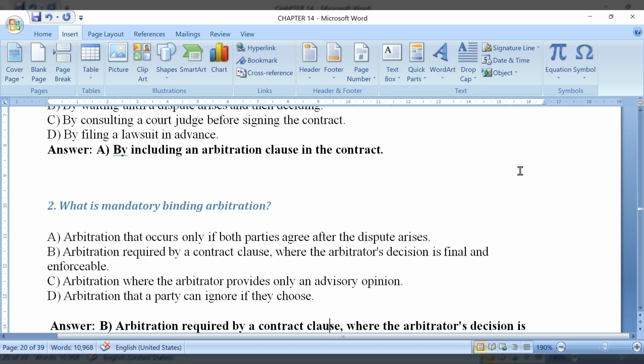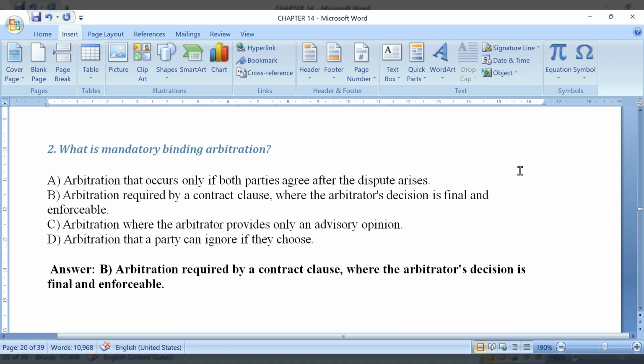2. What is mandatory binding arbitration? A. Arbitration that occurs only if both parties agree after the dispute arises. B. Arbitration required by a contract clause, where the arbitrator's decision is final and enforceable. C. Arbitration where the arbitrator provides only an advisory opinion. D. Arbitration that a party can ignore if they choose.